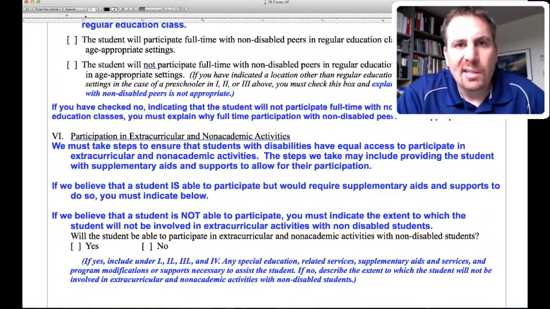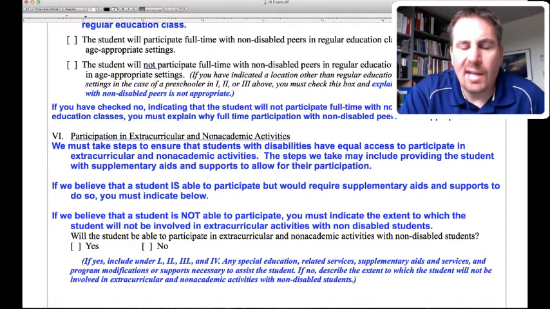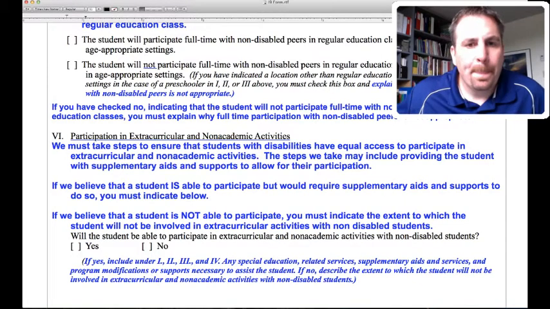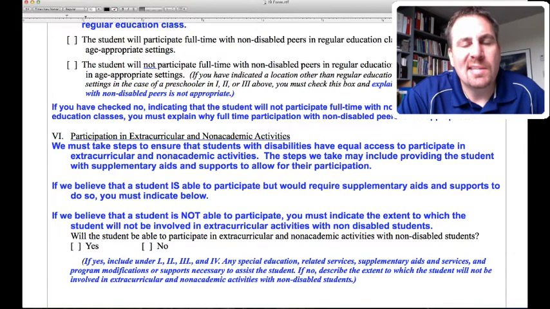If we have checked no, that the student is not going to be full-time with their non-disabled peers in regular ed classes, we have to provide a description of why this full-time participation with non-disabled peers is not appropriate for the student.